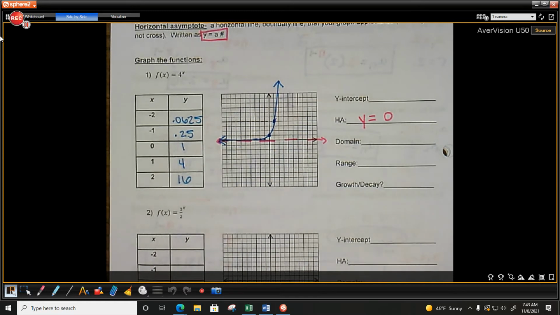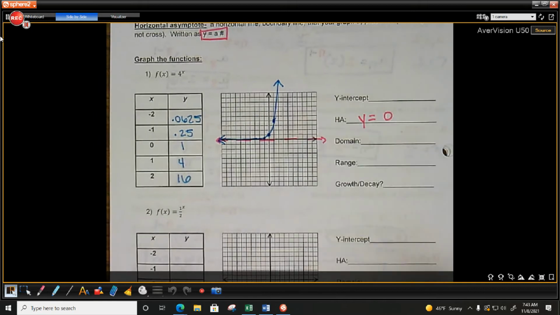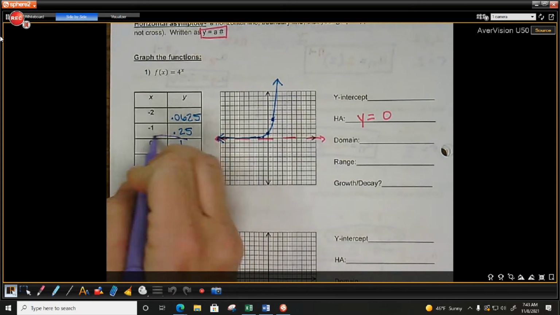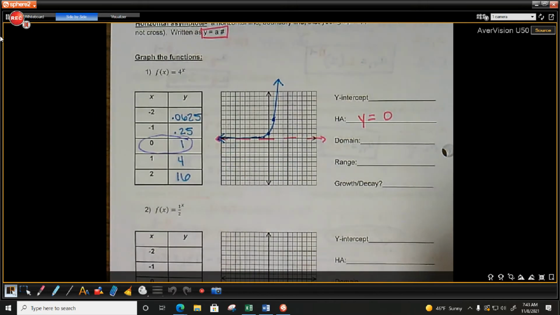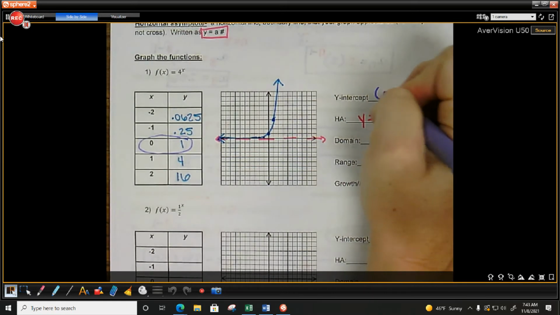Okay, where does this hit the y-axis? So my y-intercept is (0, 1), because remember we write it as an ordered pair.